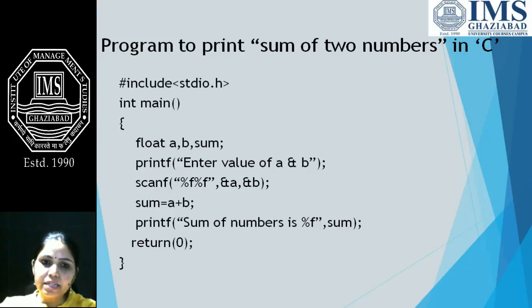What we have to do is, if we want to add two integer values, we use the specifier %d, and if we have to add two floating point values, we should use %f as the format specifier.